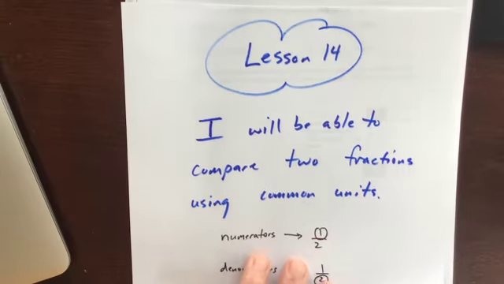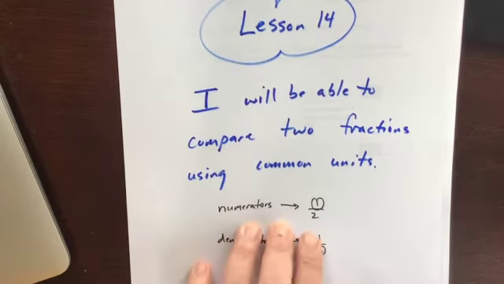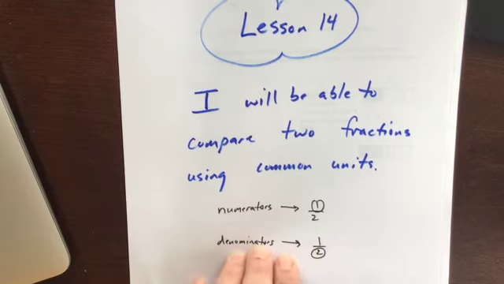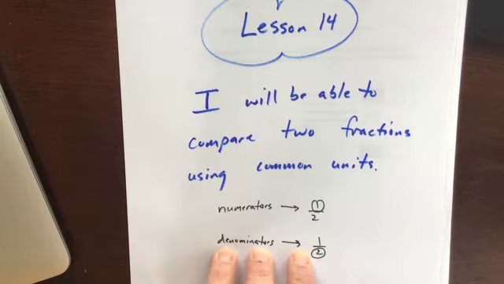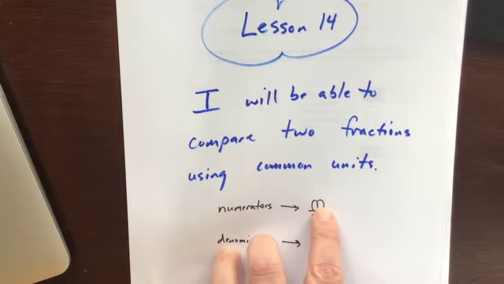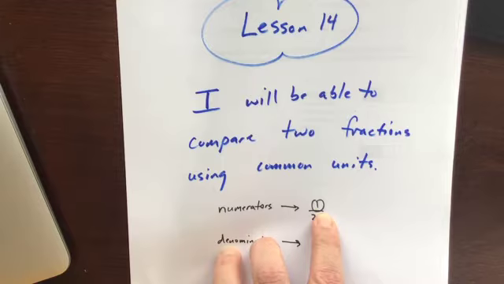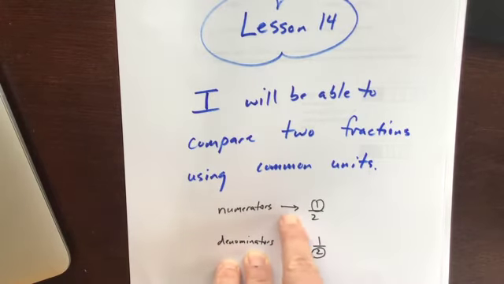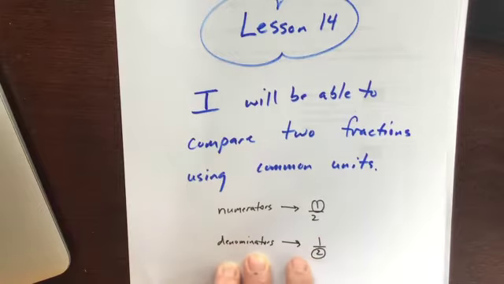And today we're going to be using common numerators, and if you recall, the numerator in a fraction is the top number. And also common denominators. In fractions, the denominator is the bottom number. So we're going to be looking at ways to compare fractions using common numerators and also using common denominators. We've talked a little bit already about how to find common denominators. Today we're going to be looking at fractions with common numerators.